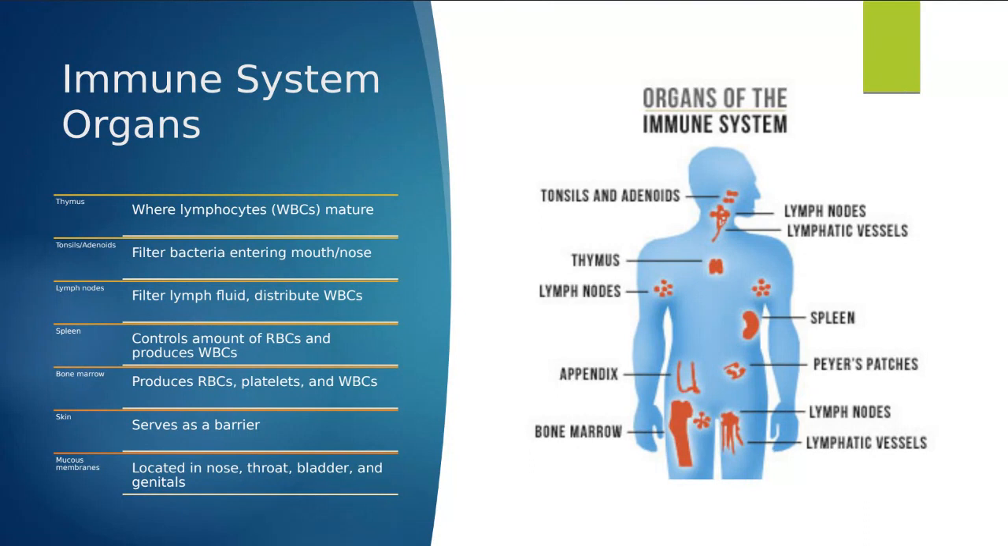We also have our lymph nodes or our lymph vessels and lymphatic channels. Those, of course, are going to be part of our lymphatic system, and these are going to help us to distribute those white blood cells, and they filter our lymphatic fluid. Our spleen, again, as we know, is a very large organ in the lymphatic system. This controls the amount of red blood cells and also produces white blood cells.